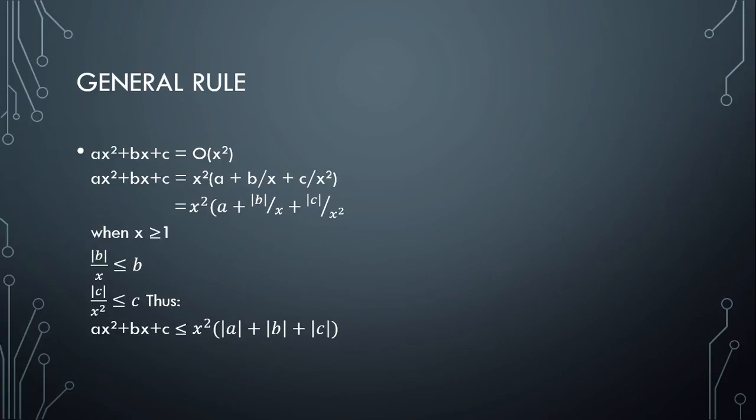power there. So I can rewrite that as ax squared plus bx plus c is equal to x squared, parentheses, a plus b over x plus c over x squared, because I pulled the x squared out, which of course is the same as x squared times a plus absolute value of b over x plus the absolute value of c over x squared, when x is greater than or equal to 1. Therefore, my absolute value of b over x has to be less than or equal to b. Remember, this is only when x is greater than 1. If it's less than that, it's not going to work. The absolute value of c over x squared also has to be less than c.